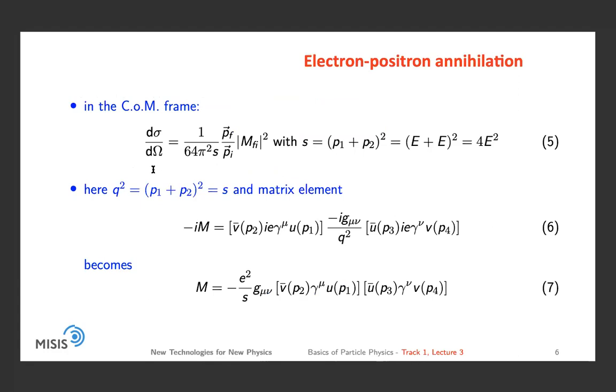In the center of mass frame, for such a scattering, we need to use this formula, where s would be just equal to (p1 plus p2) squared, or 4E squared. In this case, also q squared would be equal to s, and therefore the matrix element becomes simply this expression.